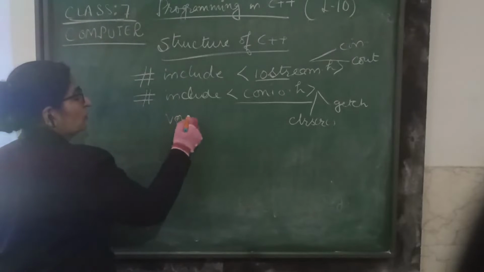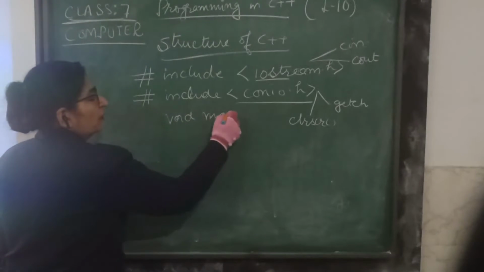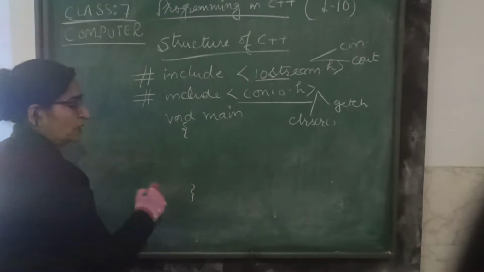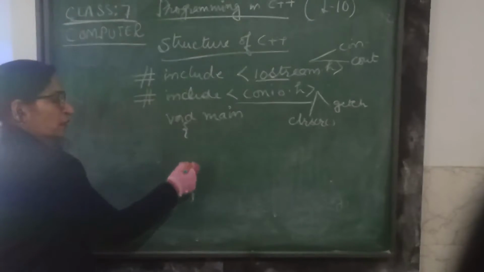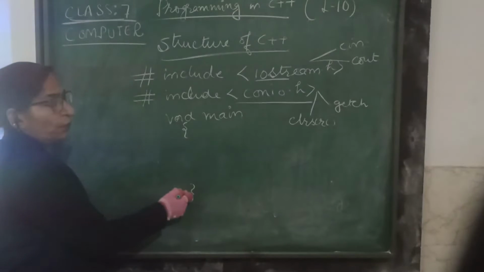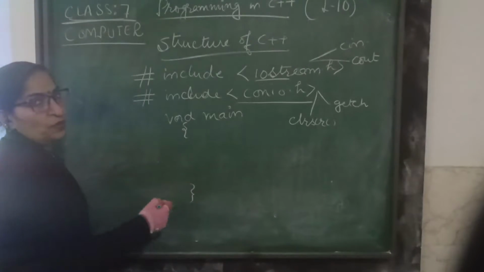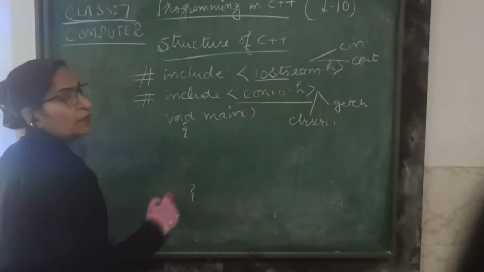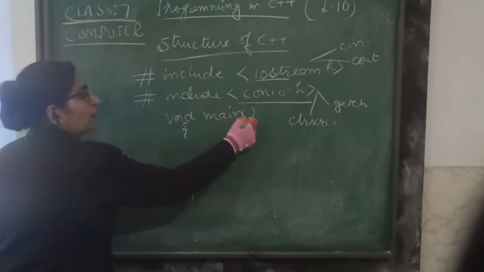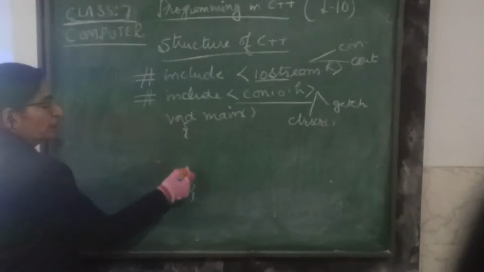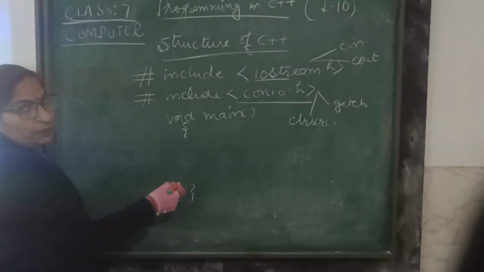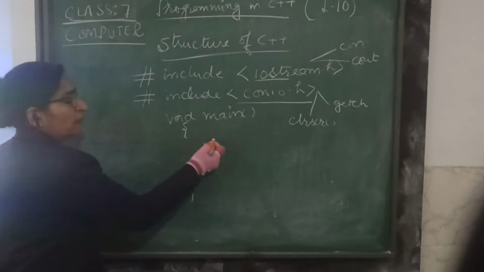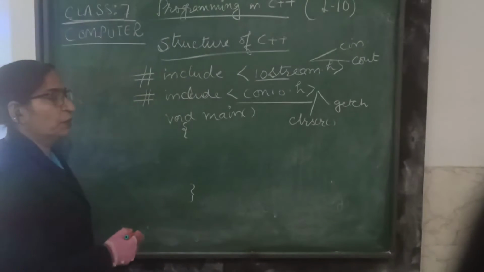Here we use void main. That means the whole program of C++ will be written within this part of the program. This is called the body of the main method. As it is a method, it must be enclosed with brackets. Here we write the statements, and all the statements which we are writing after main will be ended with semicolon.